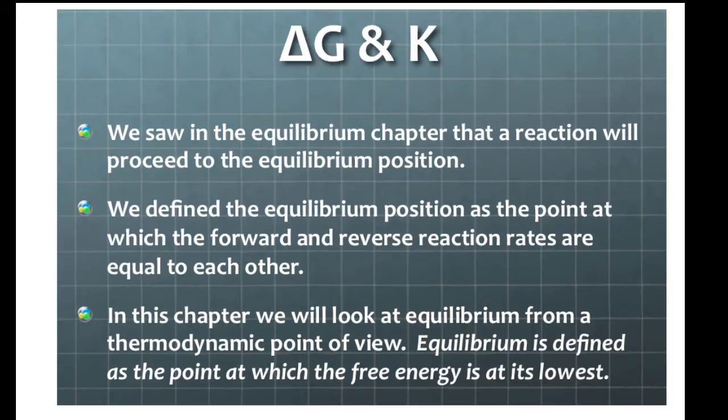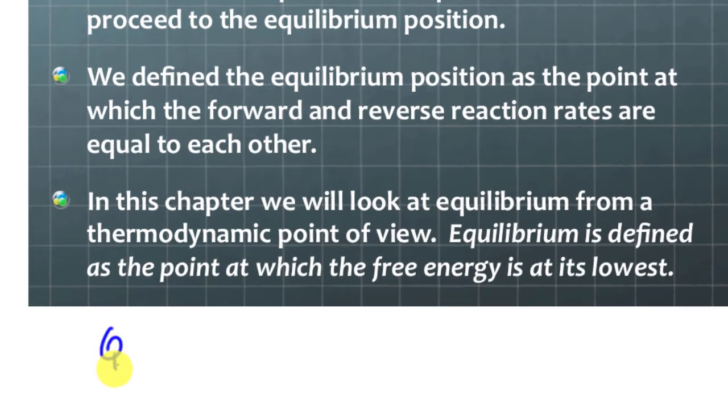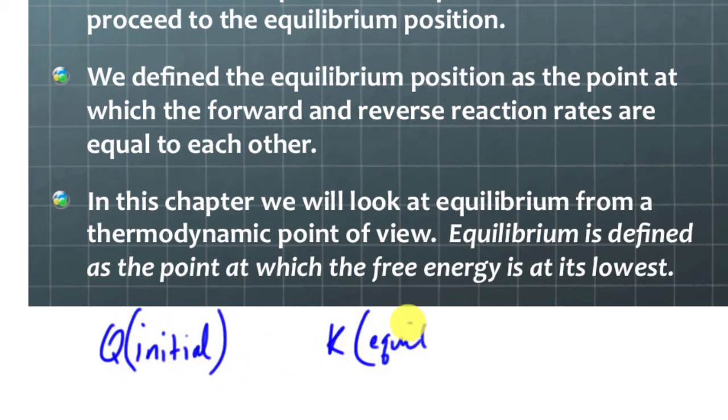All right, so let's take a look at this as we go. We know from the equilibrium chapter that reactions are going to proceed to the equilibrium position. And Q, by the way, just so you remember, is for initial conditions. K is always when we are at equilibrium. So that's what we're referring to here, when we're not at equilibrium.